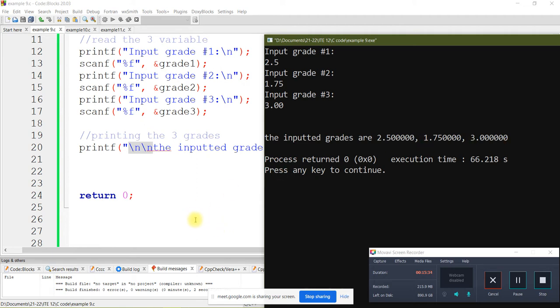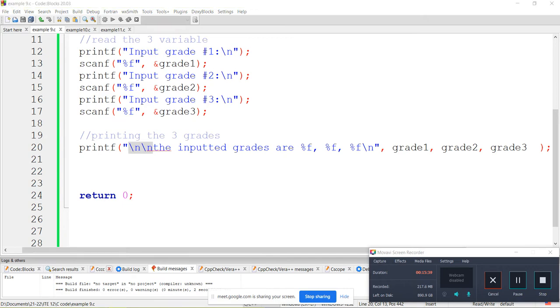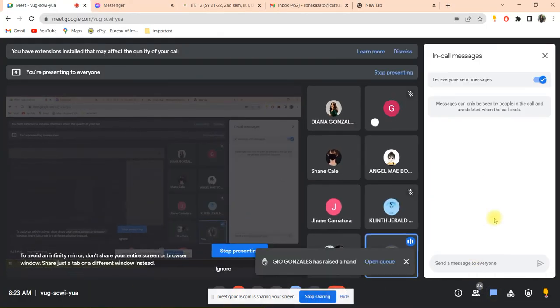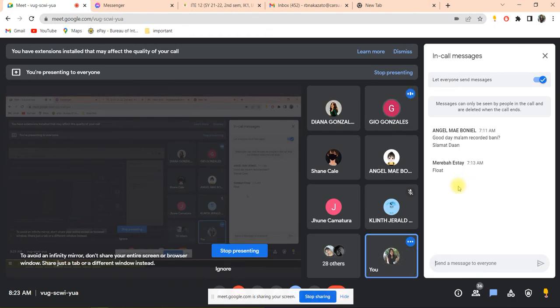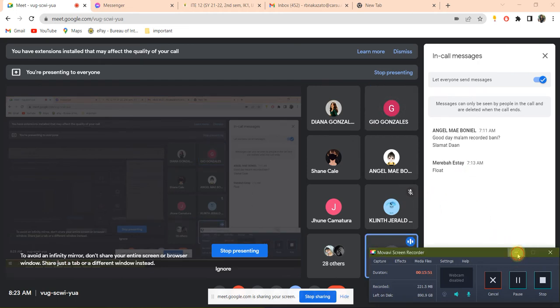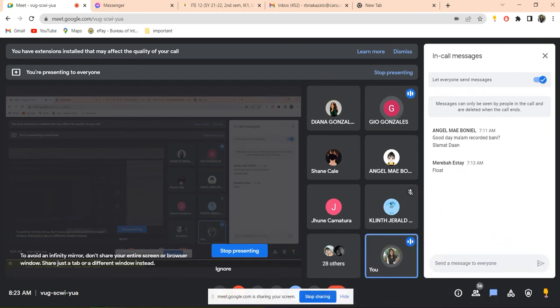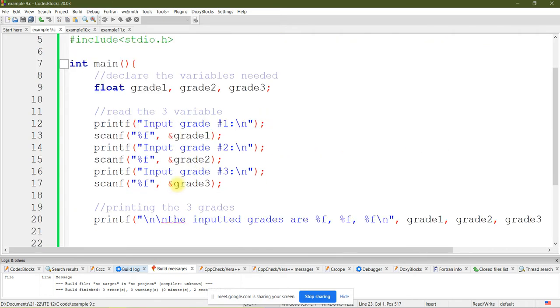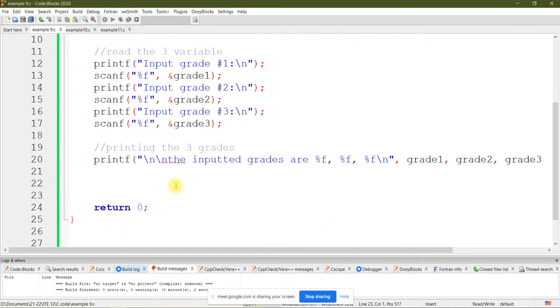That is what we will do for problem number 1. I think somebody raised their hand. Yes, Gio? Excuse me, ma'am. Can we use the data type double, ma'am? Yes, you can. You can use double, but double is a bit of an overkill. But in this case, it's possible.